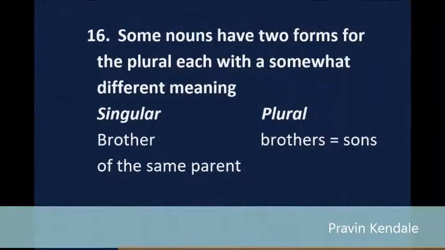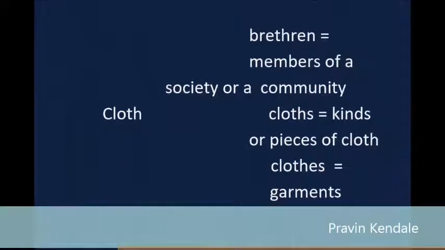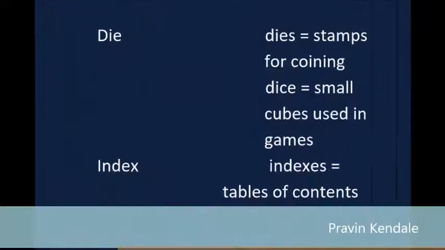16. Some nouns have two forms for the plural, each with a somewhat different meaning. Singular, plural. Brother, brothers equals sons of the same parent. Brethren equals members of a society or a community. Cloth, cloths equals kinds or pieces of cloth. Clothes equals garments. Die, dies equals stamps for coining. Dice equals small cubes used in games.